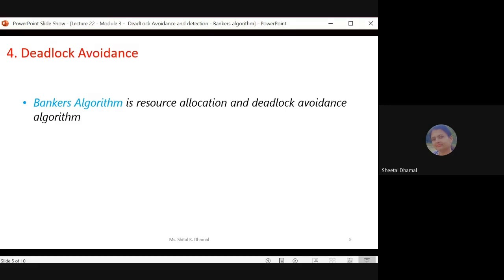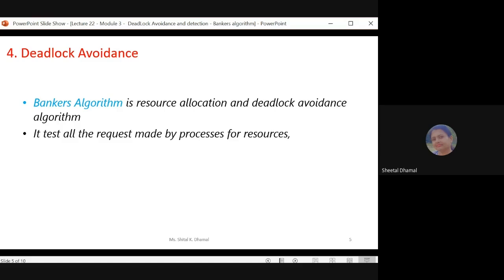Okay, so this banker's algorithm is called a resource allocation algorithm, and along with that it is also called a deadlock avoidance algorithm. Now, how does this banker's algorithm work? Initially, it tests all the requests made by the processes for resources. In a multi-processing environment, a number of processes are there, and they require a number of resources to complete their execution.